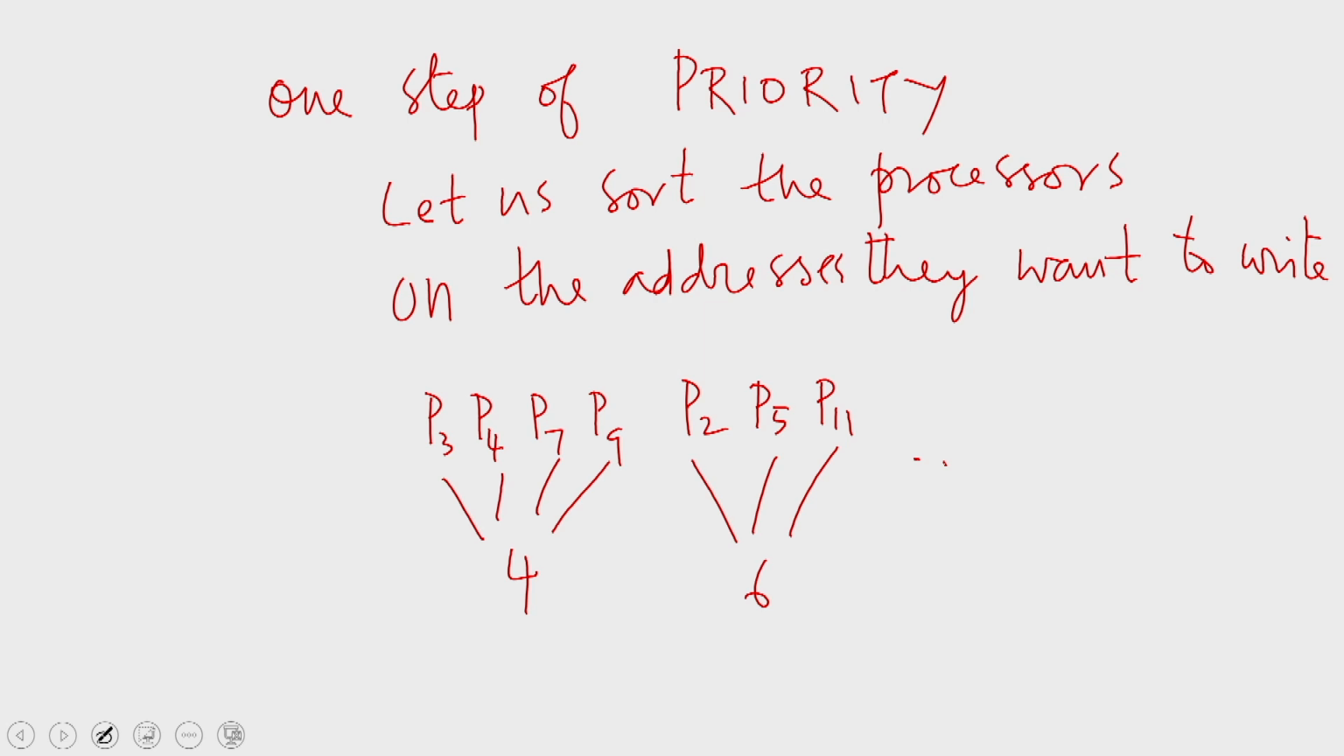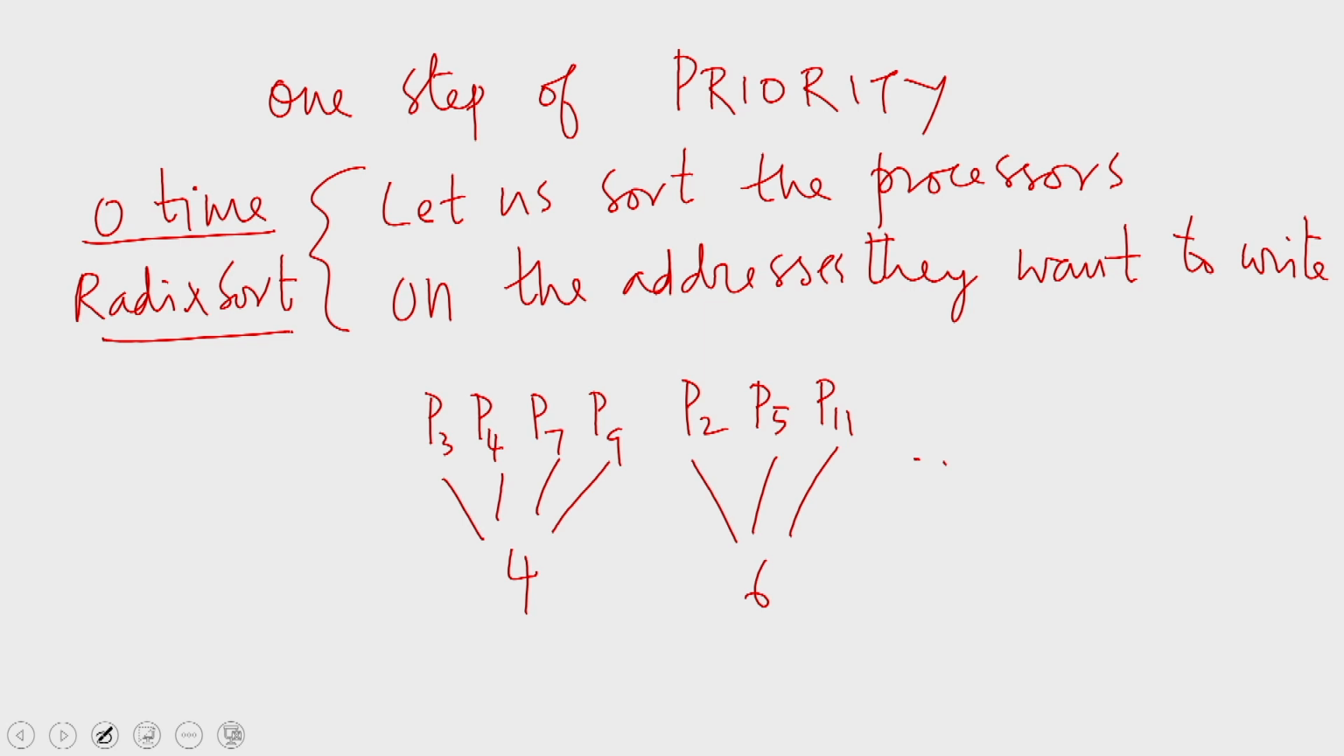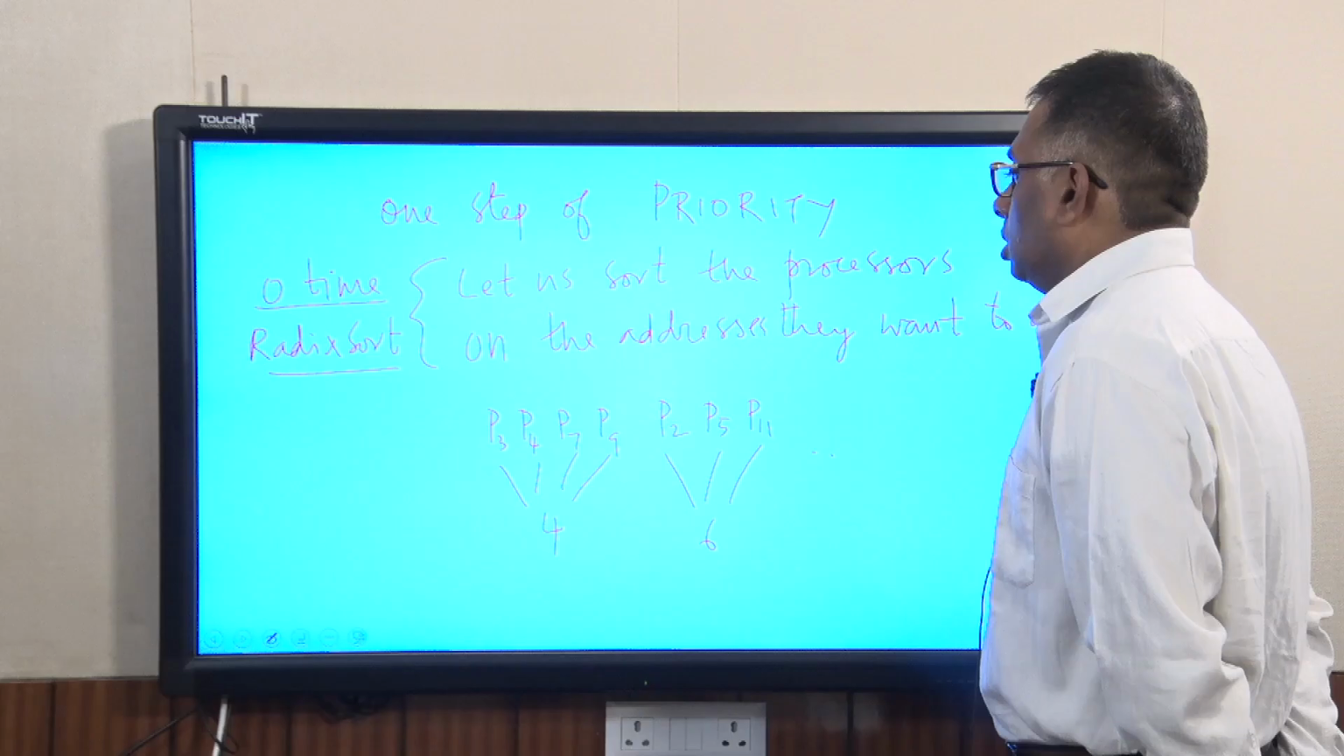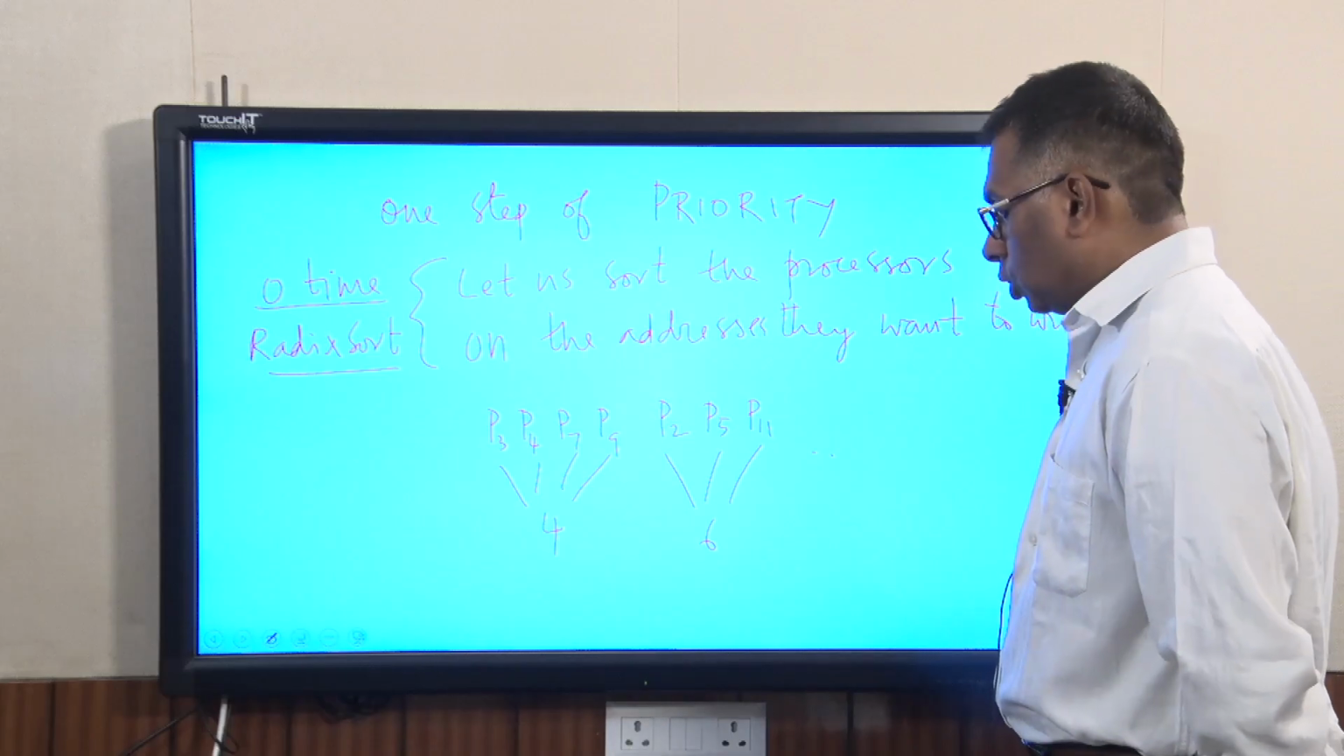But how much time will this sorting take on a parallel comparison model? The sorting will take 0 time. Because what we do here is radix sort. Radix sort does not compare the key values. What we have to sort are a set of integers. These are the address values into which the processes want to write. So we sort the processes on these addresses that are integers. We can effect the sort using radix sort. And since radix sort does not use comparisons, this can be achieved in 0 time at 0 cost.